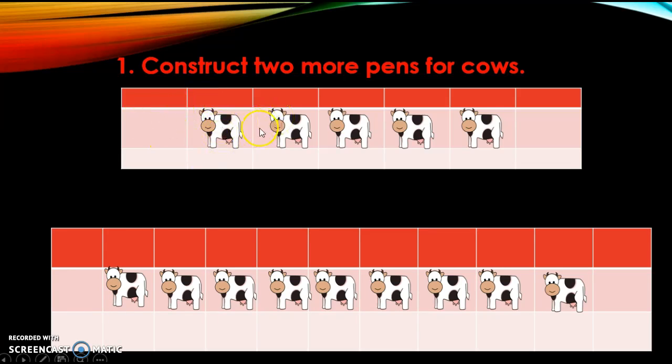In this first graph, I made a pen for 5 cows. It takes about 16 blocks in order to make this pen, minus the cows. And in this graph, I made a pen for 9 cows. And it takes about 24 blocks in order to make the pen.